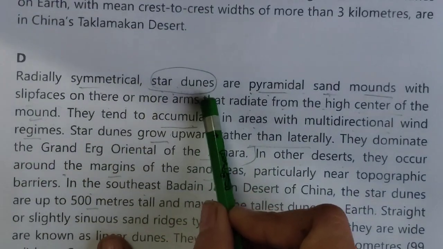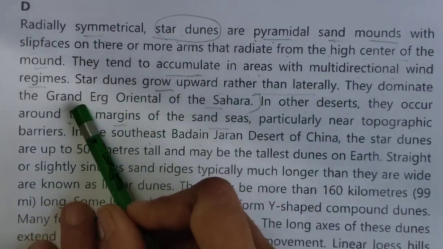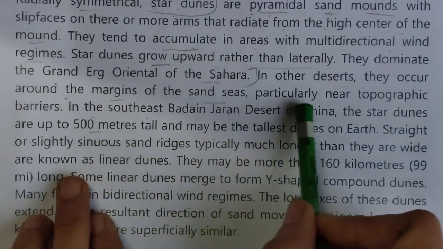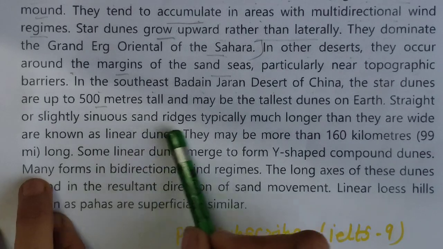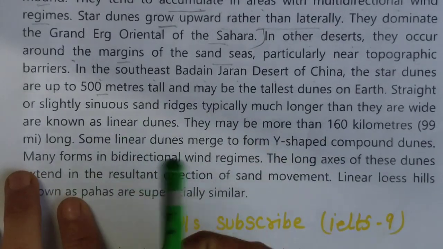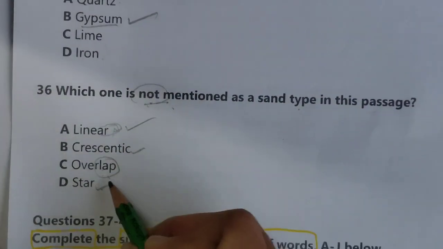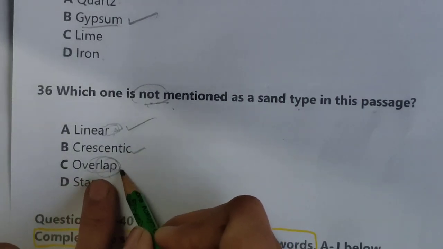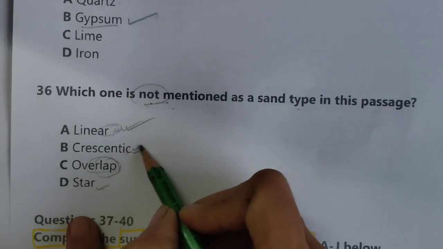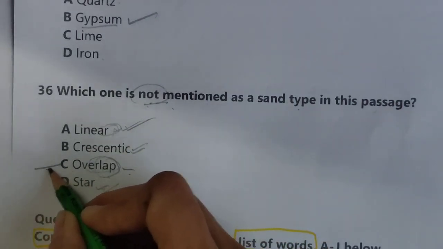No, star is also there. Literally they dominate, overlap, they occur. The star dunes are up to tallest. Linear is also there. It means we have got three. So in this linear also, it means this must not be there. Now we don't need to find this word also because we have got this also, this also, this also. So it means this must not be. So answer is this C1.